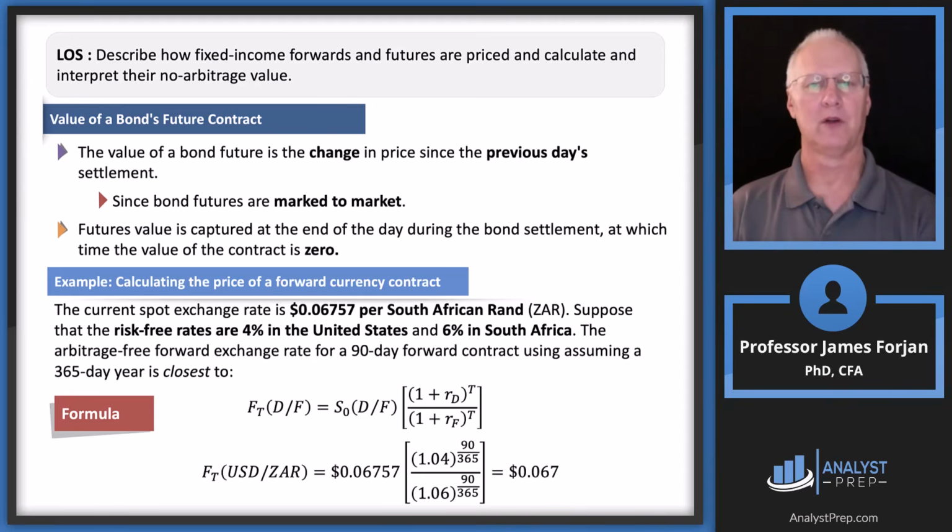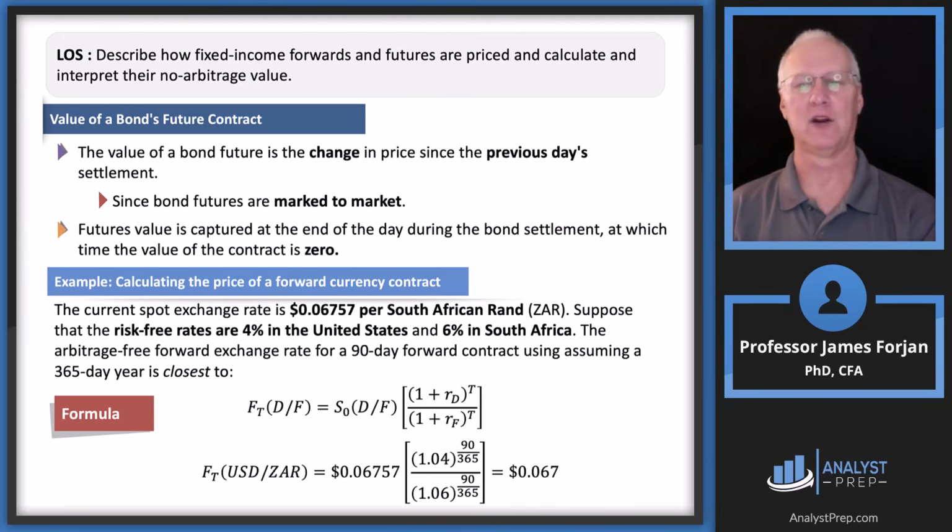All right, how about forward currency contracts? We're going to do the exact same thing here. Here's a good example. Current spot rate of exchange between US dollar and the Rand, 0.6757, 4% in US, 6% in South Africa. What is that arbitrage-free forward exchange rate?